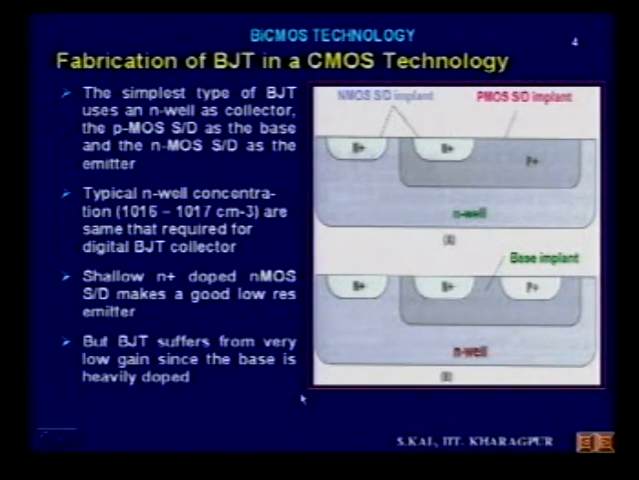Now, if you want to improve the property of the transistor, you can have an extra step, which is the base implant step.